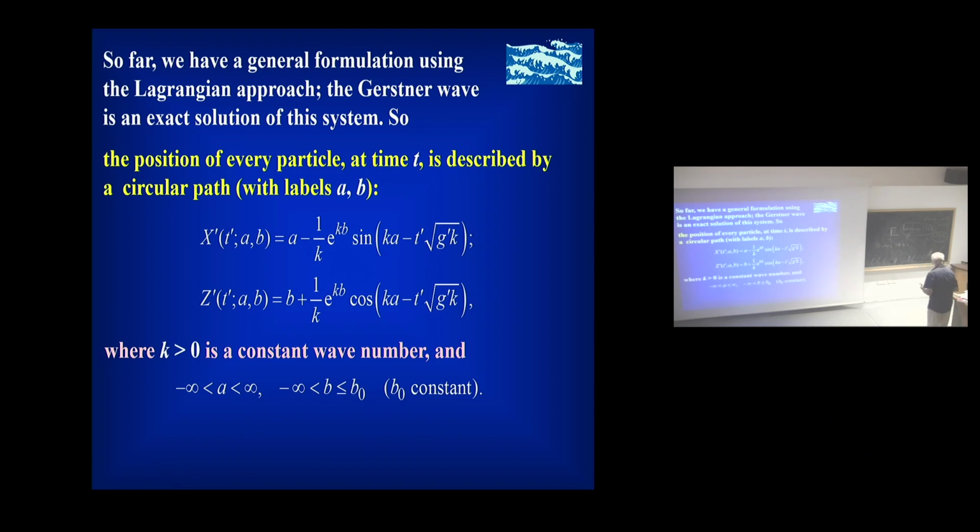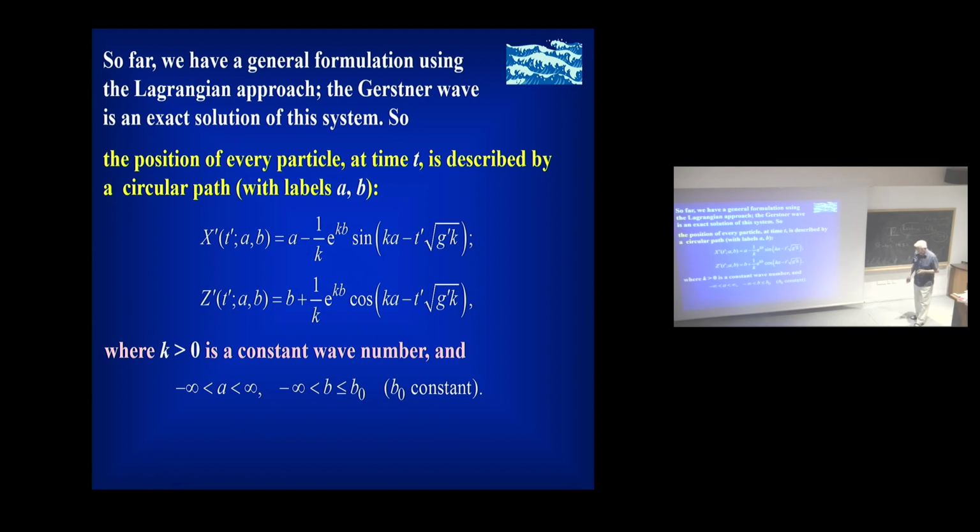So he then looked for a solution which takes the form here. Put a prime on that if you like, X prime and Z prime. We're looking for a solution which is circular in time, but with parameters A and B. And you'll notice an exponential appearing in here. K plays the role of a wave number. It's constant, and we'll take it to be positive.